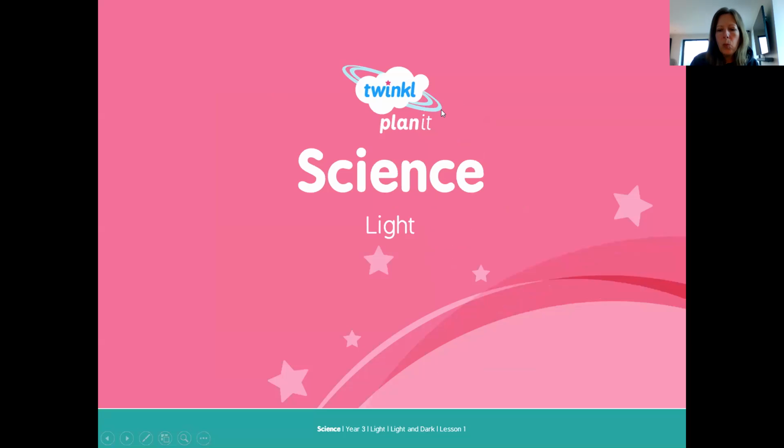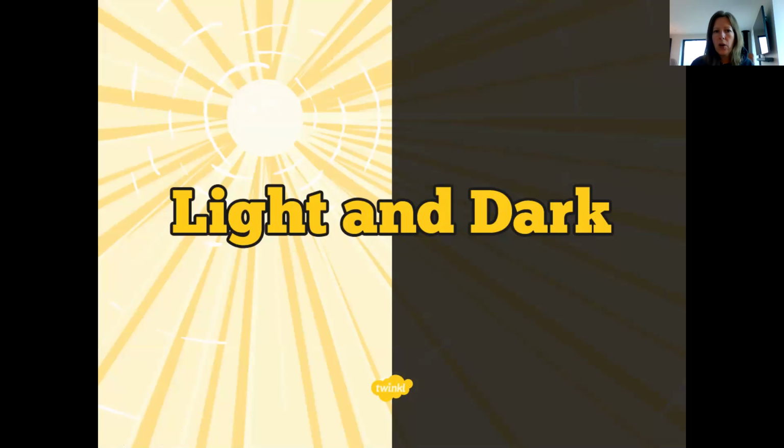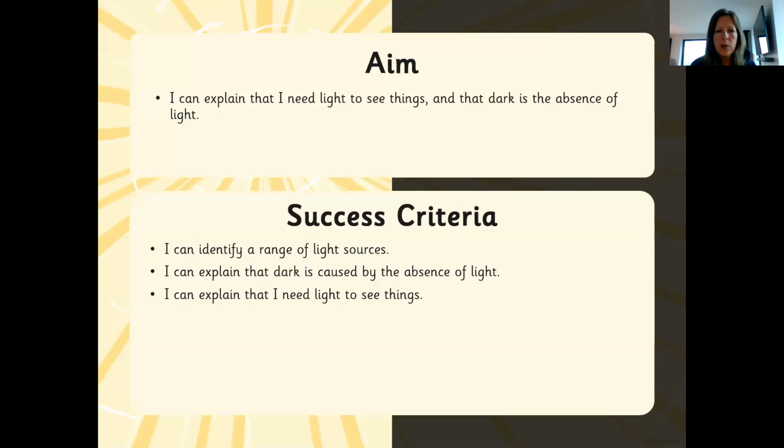So we are going to be thinking about light and dark. There's quite a good image to hopefully make you think about the difference between what we mean. So the aim is that we are going to be able to explain and understand that we need light to be able to see things, so that enables us to see what we see, and that dark is the absence of light. So where we get dark, that means that there is no light there. So we're going to be thinking about our light sources today. We're going to be able to explain what we mean by this word dark and the fact that we need to be able to have light to be able to see things.